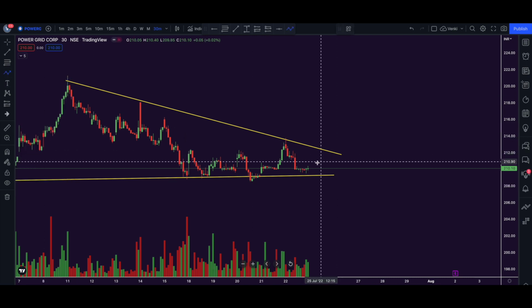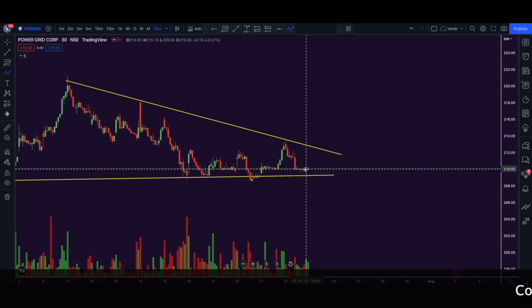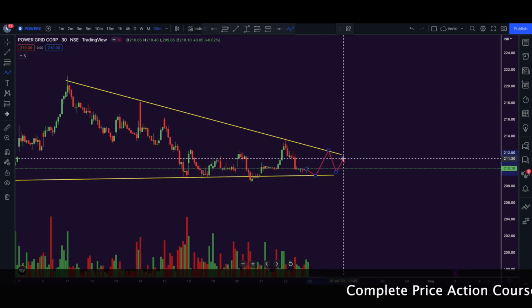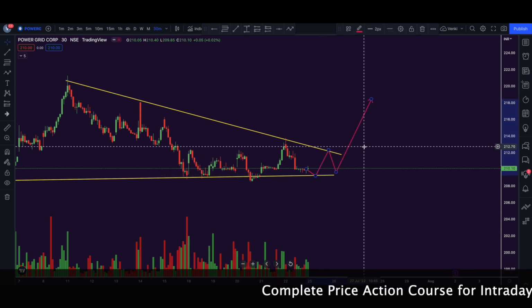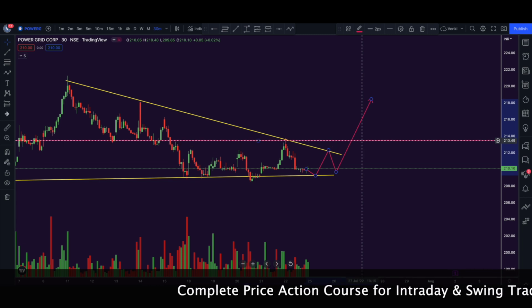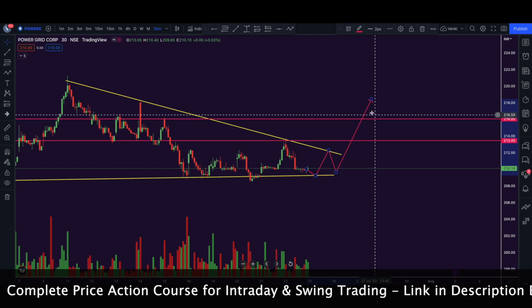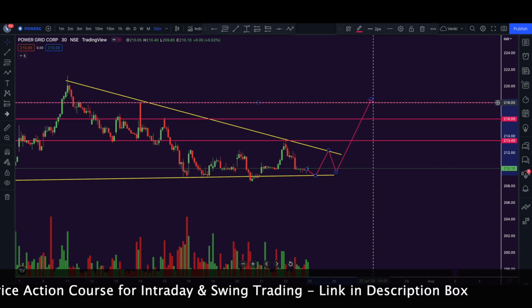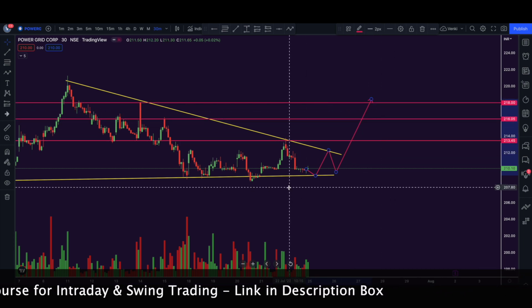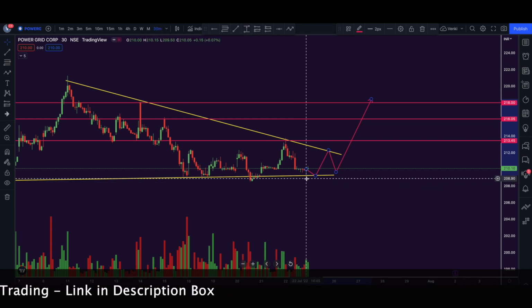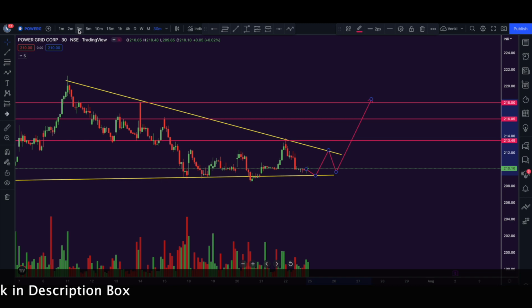There is a possibility that the market can take support. It can go a little lower, create a range like this, and then it can give a breakout. At that time, this level can be our first target, this level can be the second target, and this level can be the third target. Now of course on 30 minutes time frame we cannot do intraday trading, right? So we have to change our time frame.